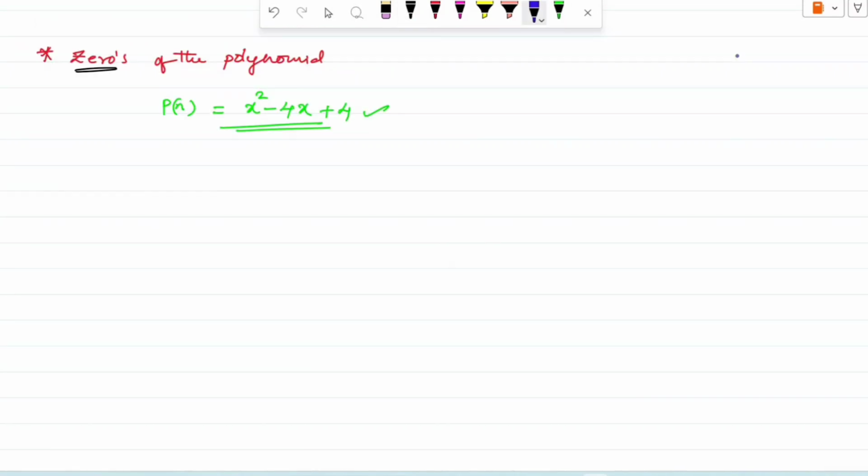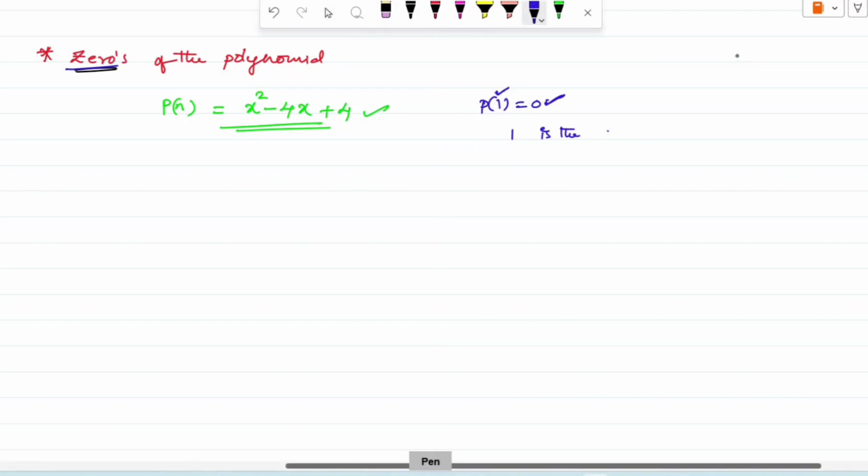First, the zeros of a polynomial simply say at what values the value of the polynomial is 0. For example, p of 1 is 0. The value of the polynomial becomes 0. The value at which it is 0 is called a zero of the polynomial. So I can say that 1 is the zero of the polynomial.